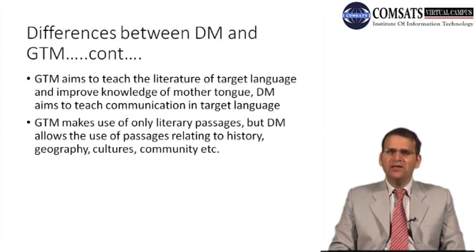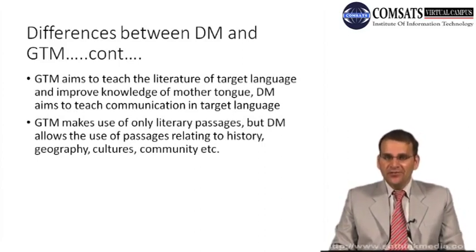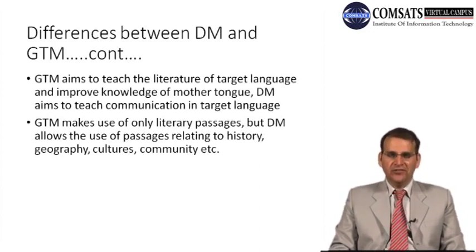Then, GTM makes use of only literary passages, like we saw that river run, Mississippi, that was a literary passage. So in the grammar translation method, a teacher can take a passage from Animal Farm by George Orwell. A teacher can take a passage from Francis Bacon's essay, or from Charles Lamb's essay. For example, poetry can be exploited, but a literary passage is taken. Why? Because the purpose is to be able to read the literature of that language, and through the grammar translation method, you can do it very well.